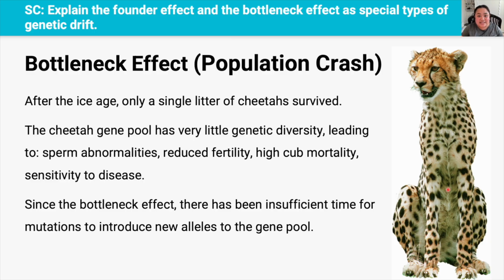Cheetahs almost went extinct at the end of the last ice age. Their population crash was so severe that it's thought that only a single family group survived. This would have led to inbreeding and explains the lack of genetic diversity found in modern-day cheetahs today. Their lack of genetic variation has led to a number of features that threaten the survival of cheetah species today. This includes sperm abnormalities, reduced fertility, high cub mortality, and sensitivity to disease. Since that genetic bottleneck, there's been insufficient time for random mutations to accumulate and introduce new genetic variation. So even today, their genetic diversity is incredibly low.